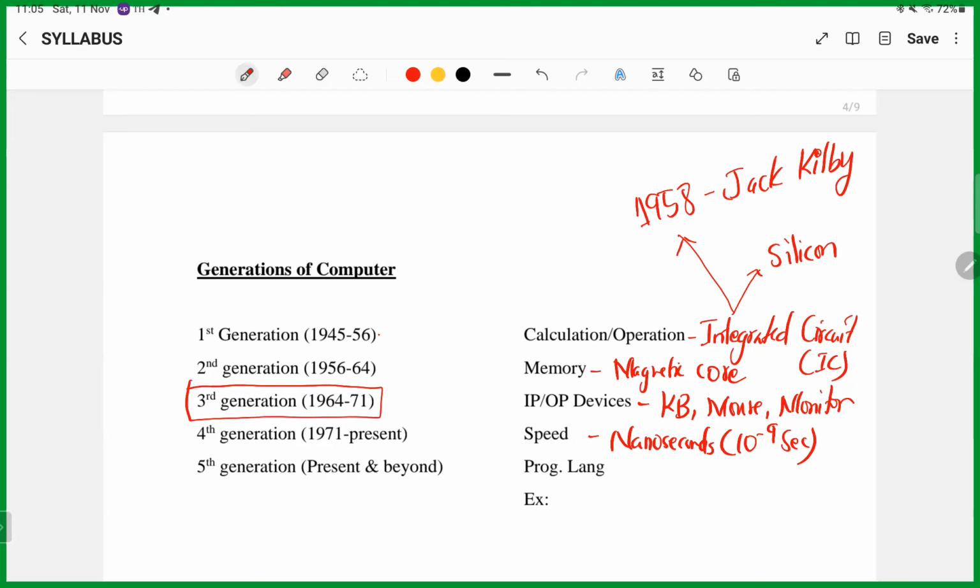Okay, programming language. Again, it is a high level language. Okay, they still use COBOL, FORTRAN. Have you heard about FORTRAN before? ಕೇಳಿರ್ಬೋದು ನೀವು. Full form is not required. These are the examples of high level language, programming language that is used in third generation. Examples: IBM 360, 370. Then Spectra 70 are some of the examples.